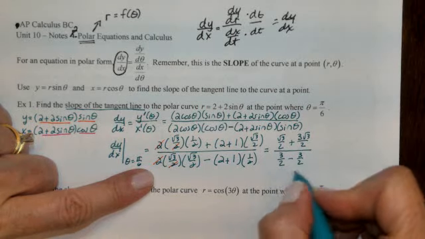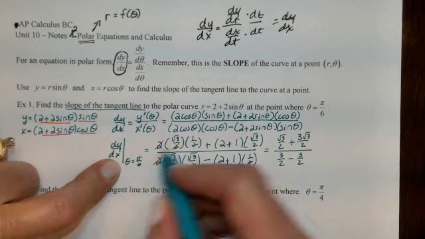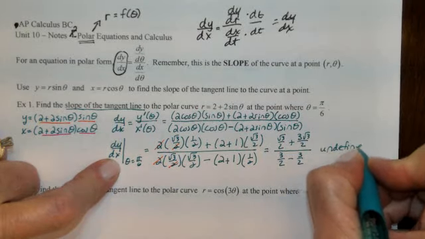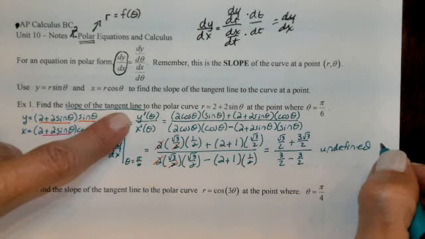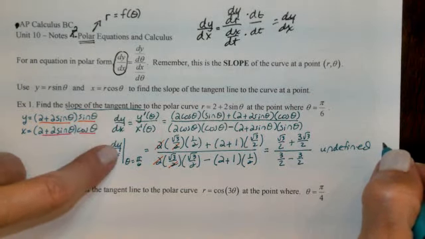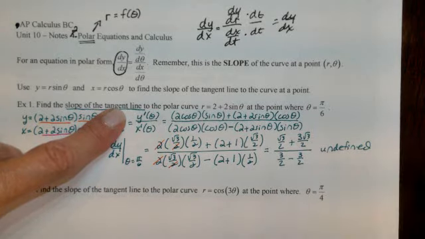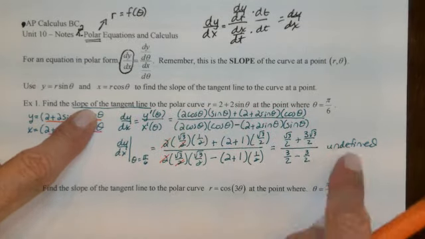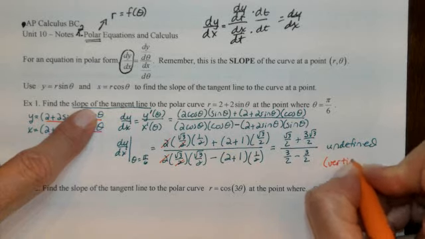What happened? The denominator is 0. So our slope at theta equals pi over 6 is undefined. What does that mean this tangent line looks like if the slope is undefined? We have a vertical tangent line. That's what it means. Okay, we don't have to say that because they just asked us to find the slope. We found the slope. But what it means is we have a vertical tangent line.